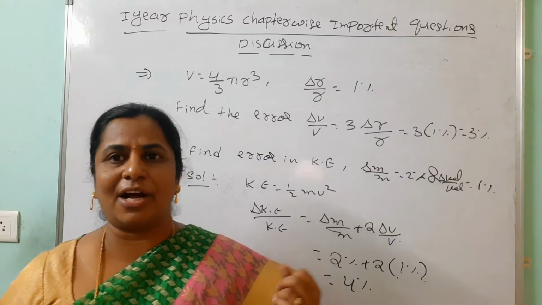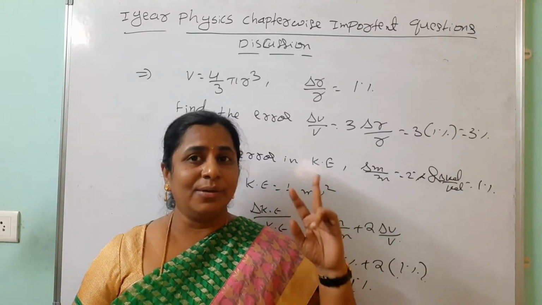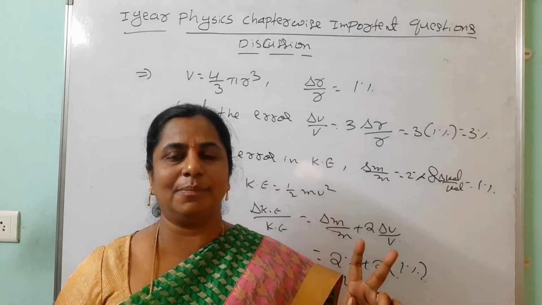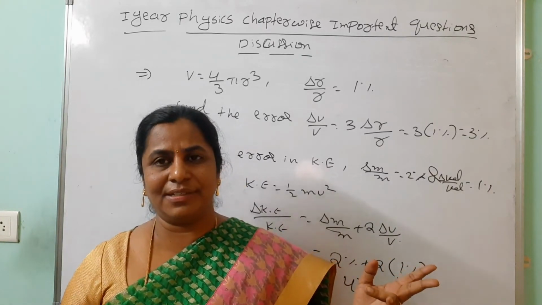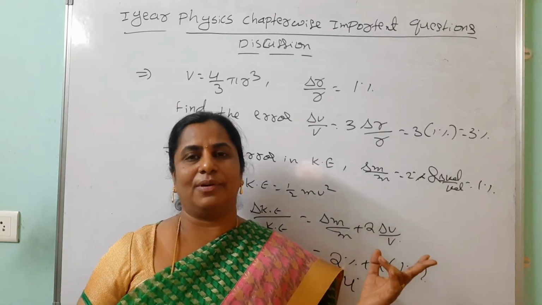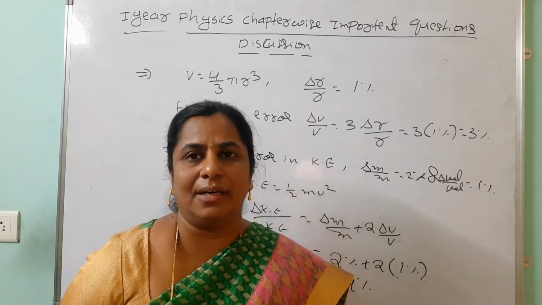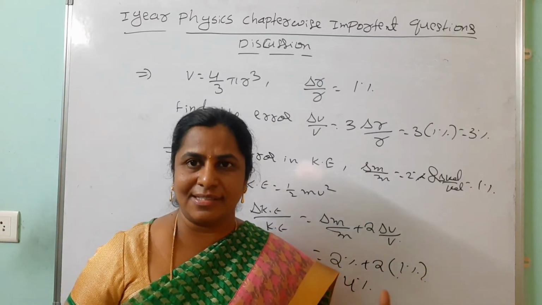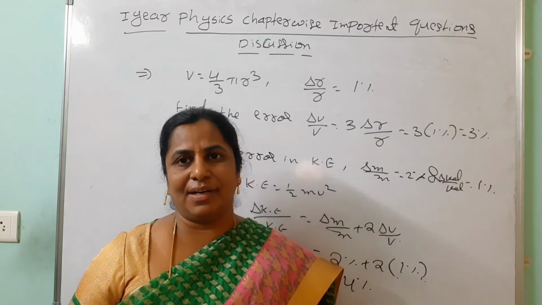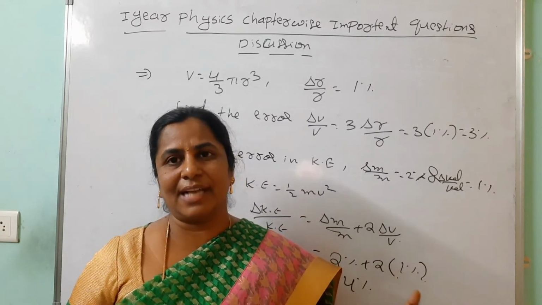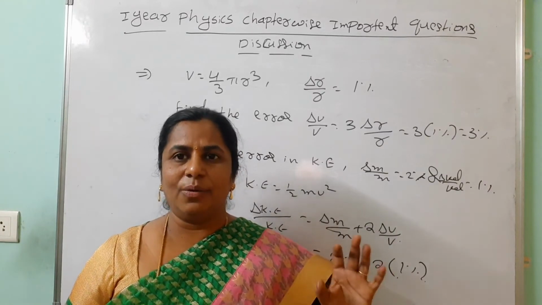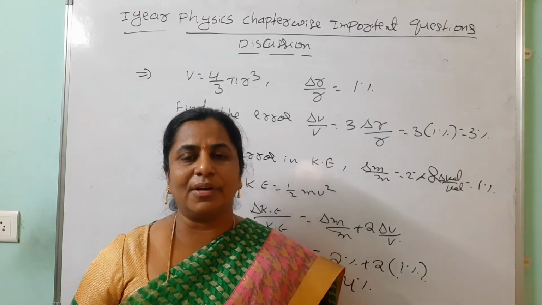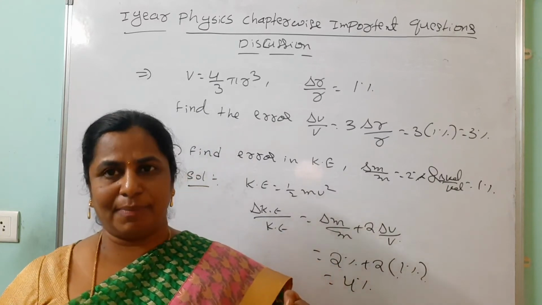Then our next chapter, oscillations. Already you know that 2 LAQs are coming from work energy power. Only 1 LAQ is coming from oscillations. That is your wish, but the first 2 are very important: show that the projection of circular motion is simple harmonic motion, and second, derive the expression for the time period of a simple pendulum. These 2 are very important, only for long answers.